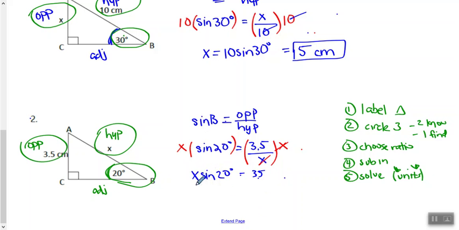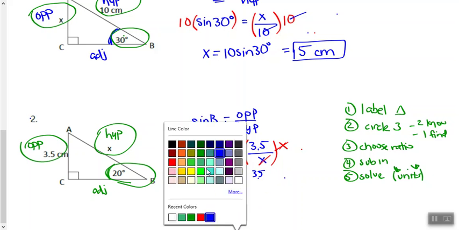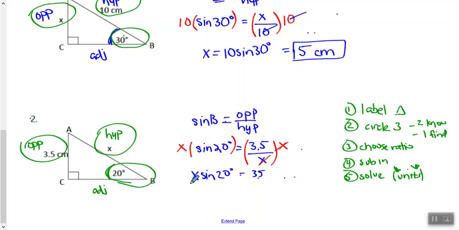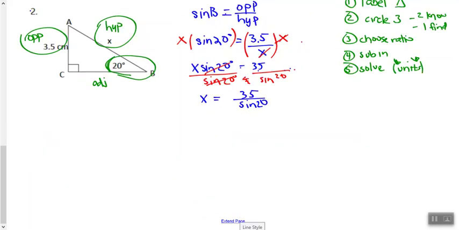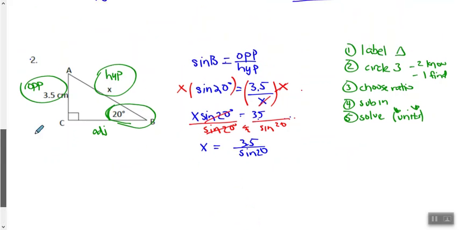Now x is not alone, it's on the sine 20 side. So I need to get rid of that sine 20 so that x is isolated. Divide by sine 20, it reduces, and I get x equals 3.5 divided by sine 20. Sorry, 3.5, not 35.